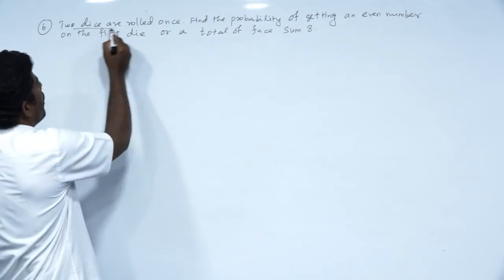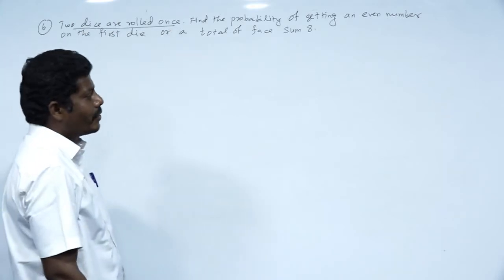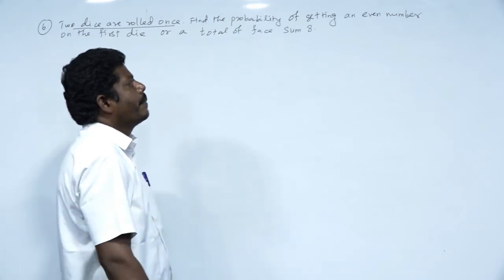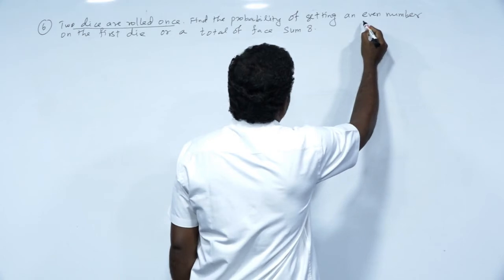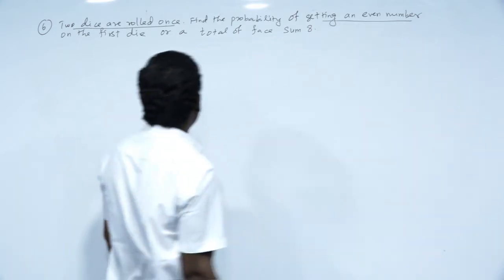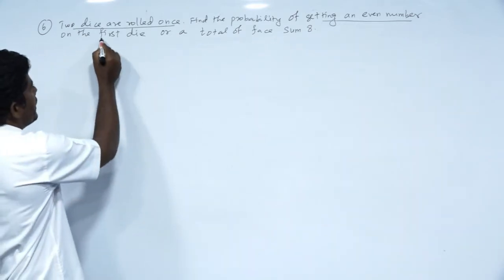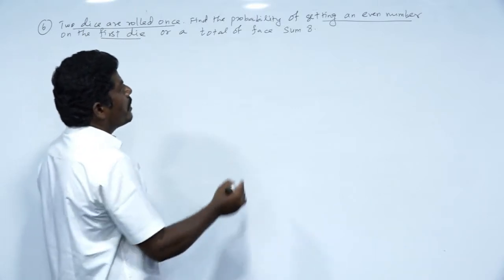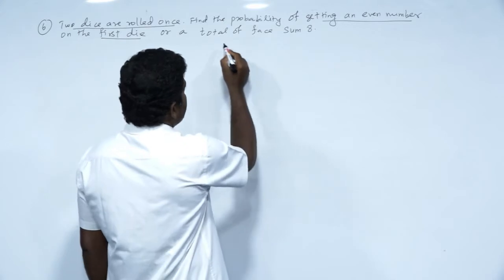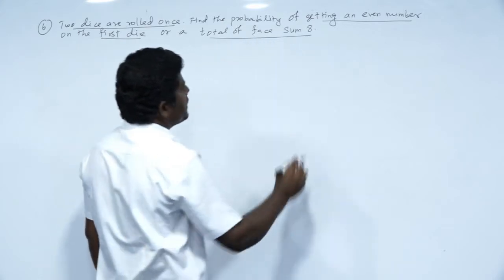2 dice are rolled once. Find the probability of getting an even number on the first die or a total of face sum 8.